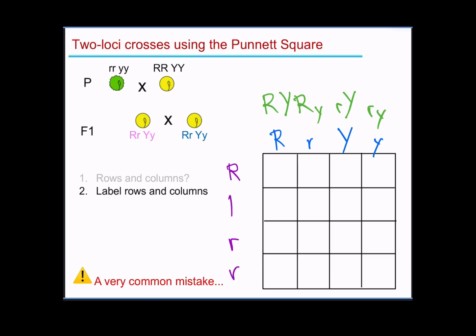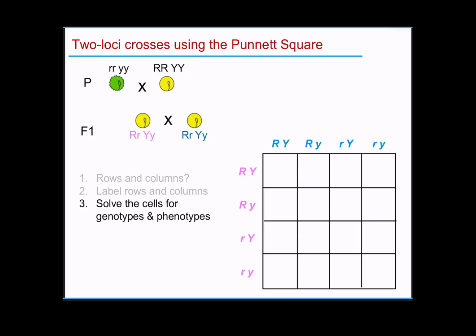And let's do it again. So what I would do for the rows is top half dominants, bottom half recessives, and then for the second locus, I would alternate. So now that we labeled, we can solve the cells for genotypes and phenotypes. And what we do is, as usual, we write the letters that we see in a corresponding column header and a corresponding row label into that cell.